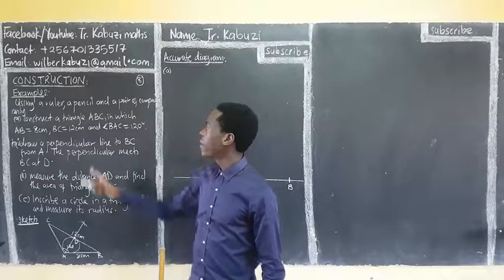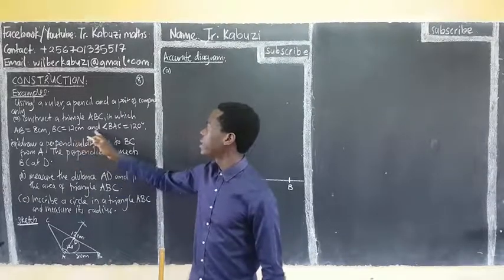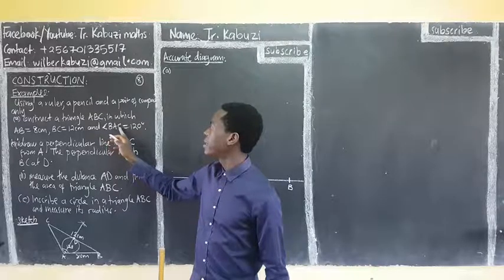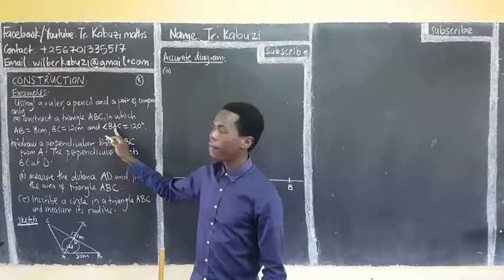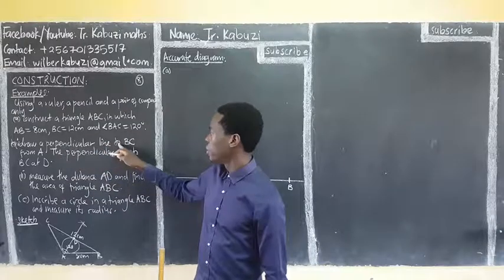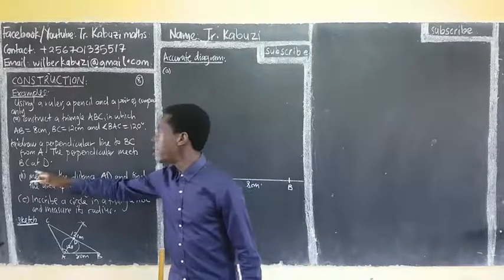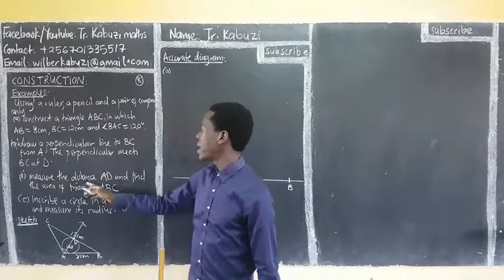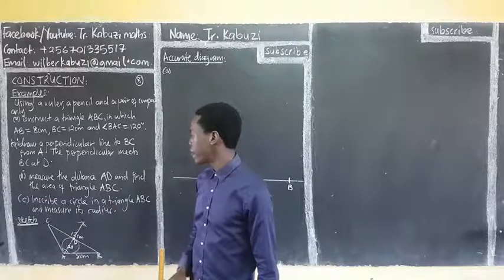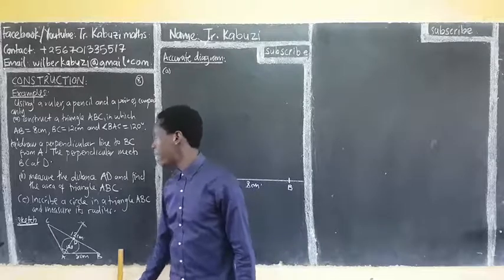Construct a triangle ABC with AB 8 centimeters, BC 12 centimeters, and angle BAC, the angle in between, which they are giving us. So angle A is 120 degrees. Draw the perpendicular line from A to BC. The perpendicular meets BC at D. Measure AD and find the area of the triangle. Inscribe the triangle ABC and measure its radius.